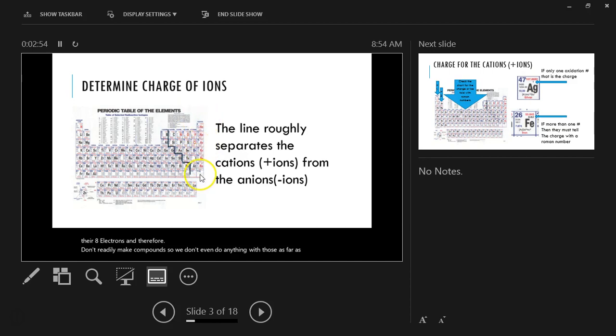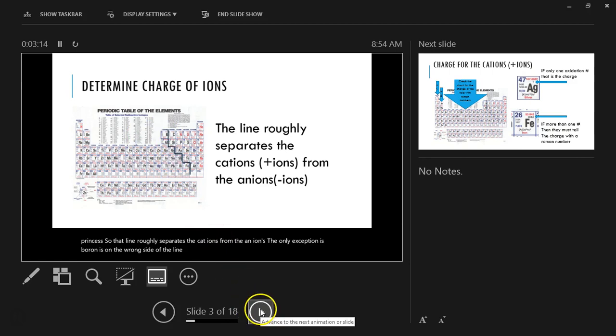Those are the noble gases, and I call that the princess column because you're going to see we're going to count how far away these girls on the right-hand side are going to be before they're a princess. So that line roughly separates the cations from the anions. The only exception is boron, which is on the wrong side of the line originally.